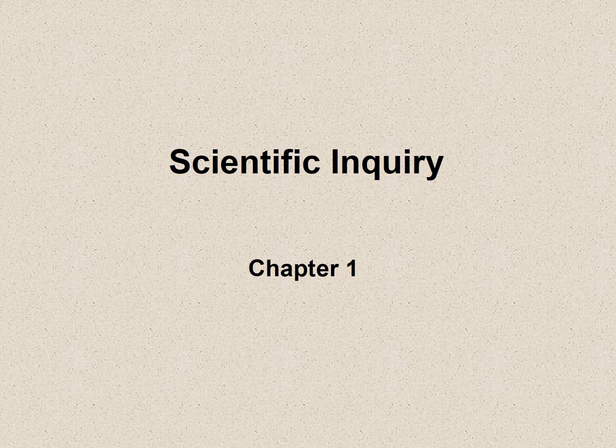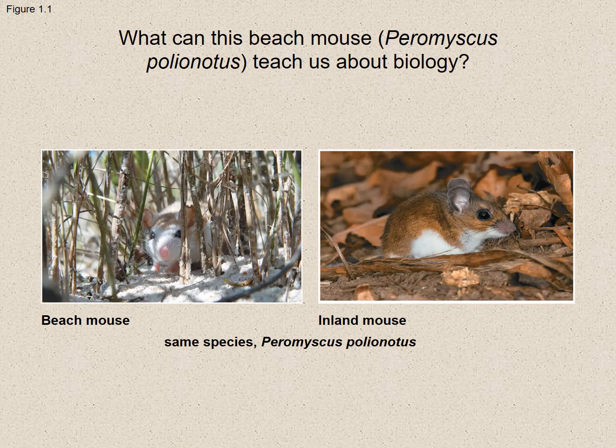All right, we're going to continue chapter 1, and we're going to talk about scientific method. So we're going to use this one species of mouse as an example to take us through the method in which scientists use to investigate things. So this is a mouse. It's the same species, but you can see these two images show the same species, however they look different.